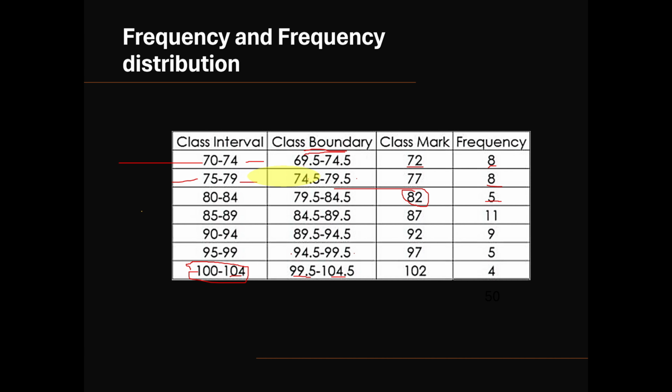So if anyone asks you to create a class boundary, this is how you create it. You minus 0.5 and add 0.5 on the other side. And if you have to count the frequency, whatever is coming between the class boundary, you will count it.